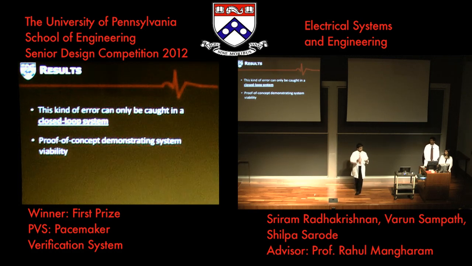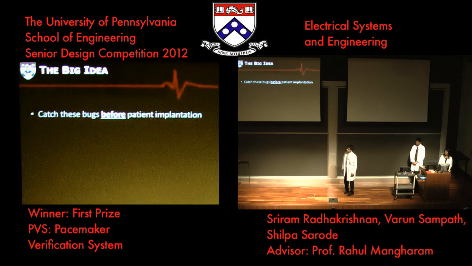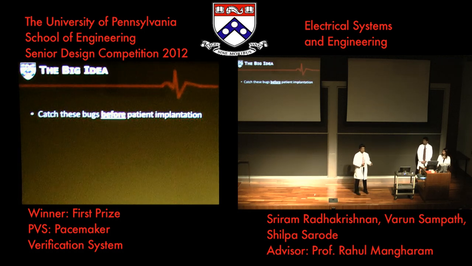The idea then is that by showing a previously known error, this endless loop tachycardia, we have shown that we can use different models to perhaps even catch errors that haven't been caught before. New algorithms that enter the pacemaker: how do those affect the heart in terms of the feedback loop? This is what our system offers that others do not. The idea then is that we want to catch these kinds of bugs before patient implantation. When we have a virtual heart so close to a real one, we want to make sure that bugs aren't found when a pacemaker is already implanted inside of you.